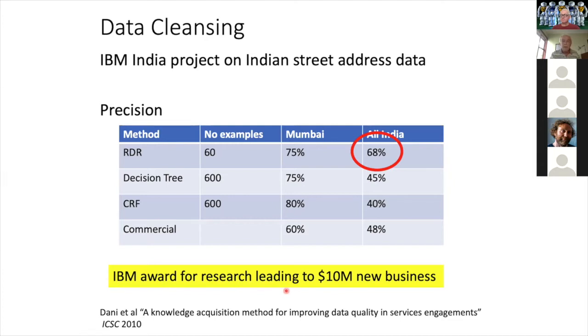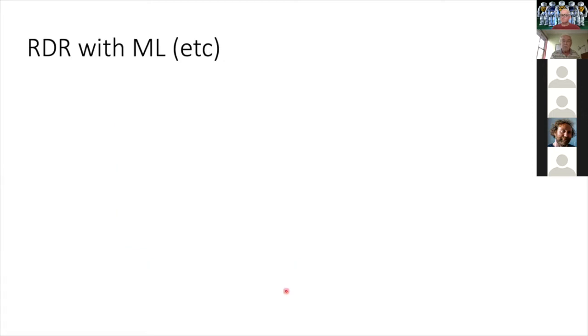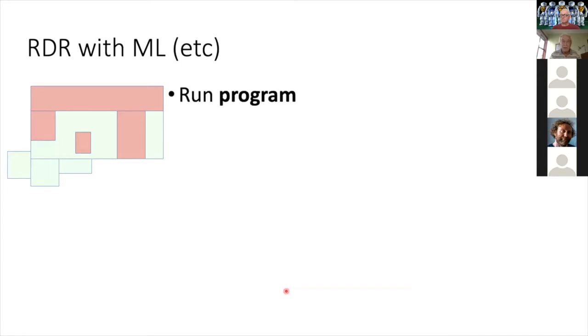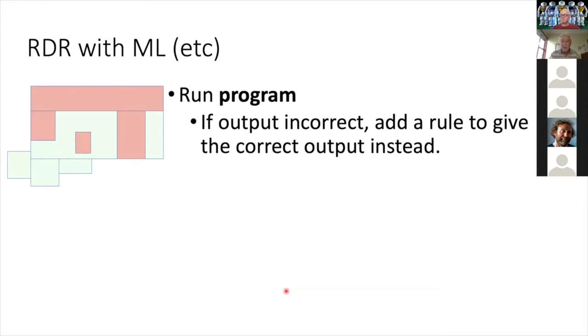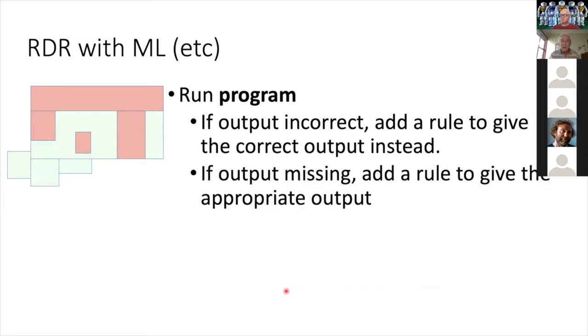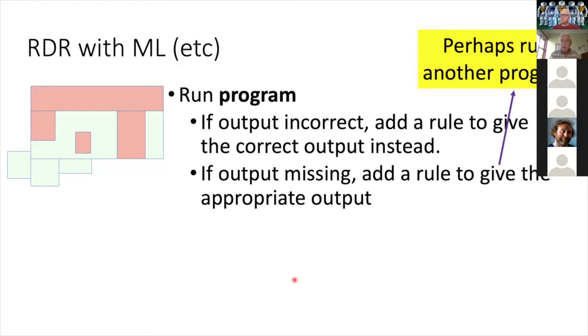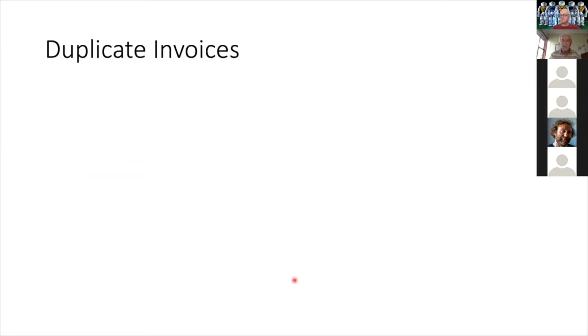But rather than contrasting machine learning and ripple down rules, as I've been suggesting, why not combine them? That was our simple model of how you build an RDR system. You run a program, and if the output's incorrect, you add a rule to give the correct output instead, you override the other output. Or if the output's missing, you add a rule to give the appropriate output. And the rule might actually run another program. And obviously this is a recursive definition, because each time you add a rule to the program, you've got a new program.